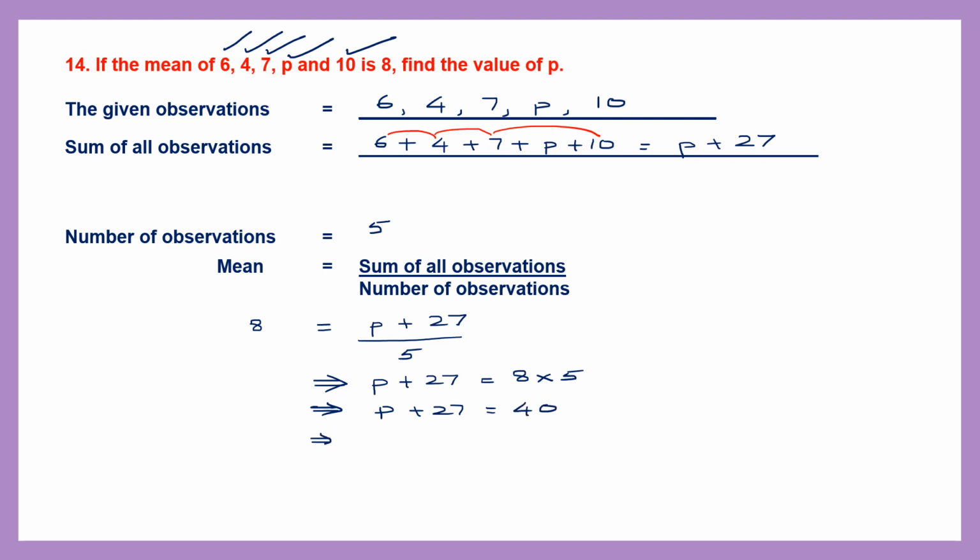Now we can find the value of p. We can say p is equal to 40 minus 27, because we have transposed the 27 to the other side. Here it is plus, so when it went to the other side, it became minus. Now we simply have to subtract 27 from 40 to find the value of p. P is equal to 40 minus 27, which is 13. So we have found the value of p and that is 13.